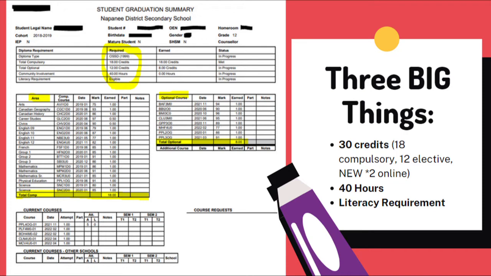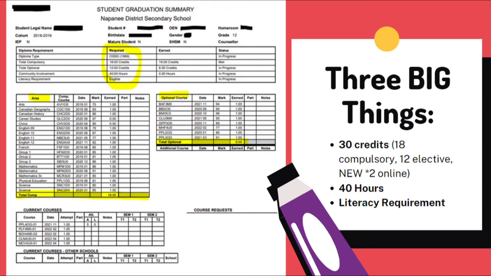Have a look at your course summary. The left-hand side is where all compulsory credits are recorded. You should be able to find most of the credits you've taken so far located here. You'll see the course code, the date that you earned the credit, the mark that you earned, and the credit value, which is almost always 1. This part of the grad summary gives you a quick snapshot of the required credits you still need to earn, which makes it super helpful at this time of year when you're choosing your classes for next year.